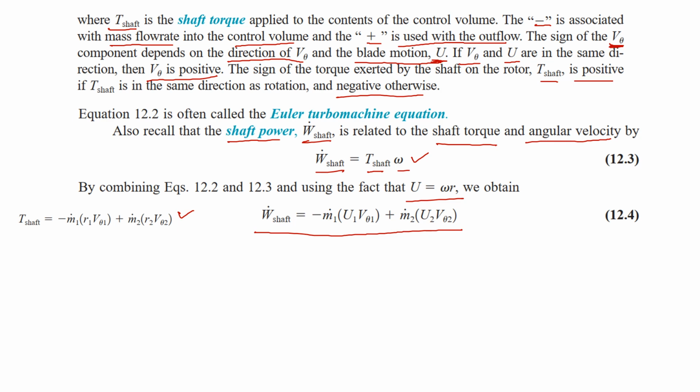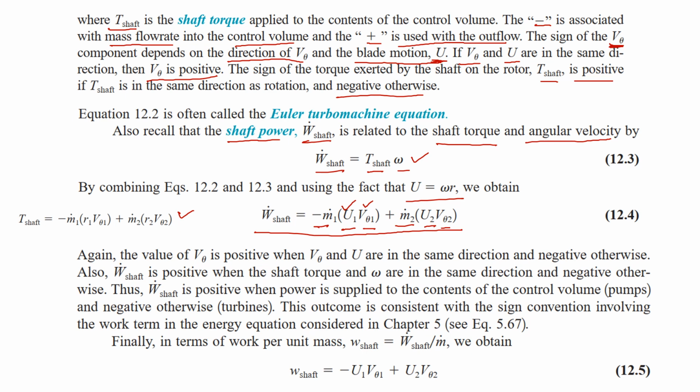And now you can see that this equation is in terms of the two velocities that we are talking about. One represents the blade motion, and the other is a component of the absolute velocity, the tangential component, along with the mass flow rate in and the mass flow rate out.